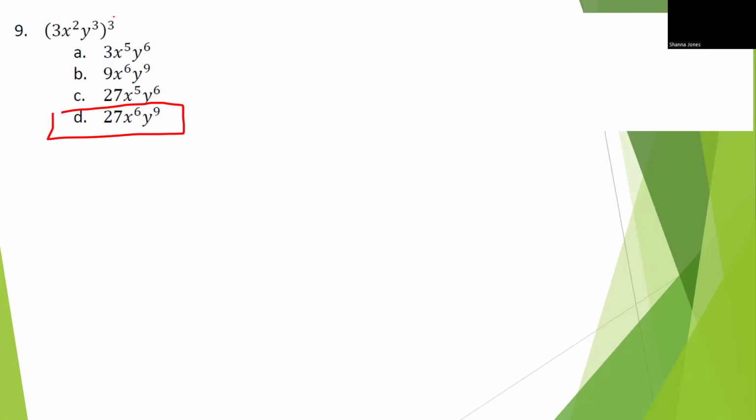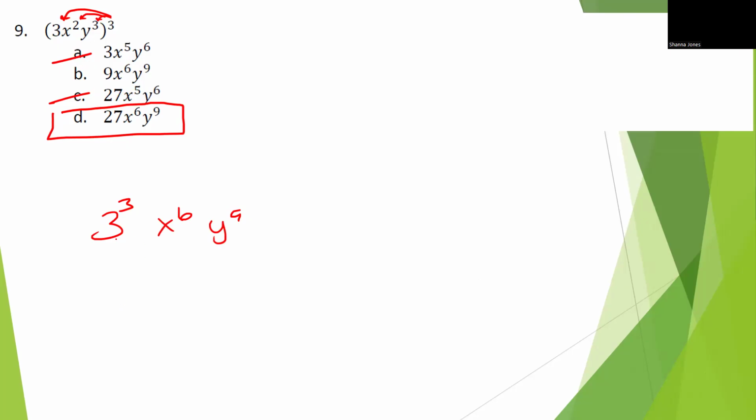This is the distribution of power property. That means I'm distributing, and mathematically, when we are distributing, we are multiplying. So this becomes 3 to the third, times 2 times 3 is 6, 3 times 3 is 9. So automatically you should have eliminated C and A.